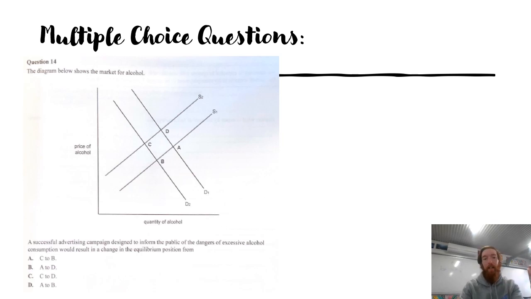So then we've got a diagram showing the market for alcohol. A successful advertising campaign designed to inform the public of the dangers of excessive alcohol consumption would result in a change to equilibrium from what? So there's going to be successful negative advertising, really. So that's going to be an unfavorable shift in demand. Therefore, we are moving from the original equilibrium point of A over to the point of B. That ends up being D, A to B. Easy as. Now, moving on to the final multiple choice question.